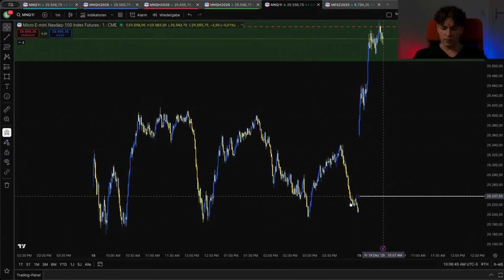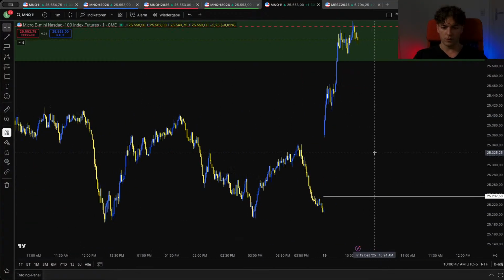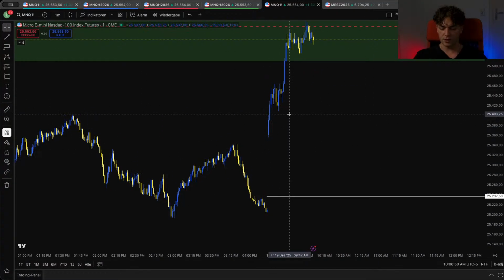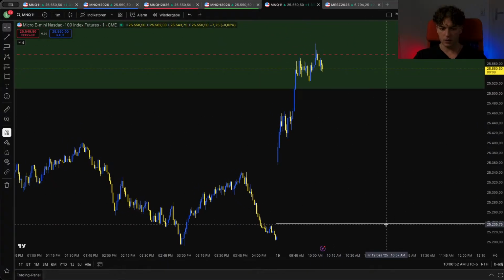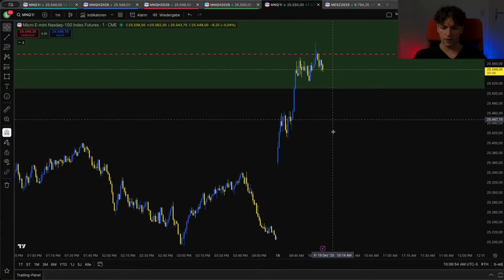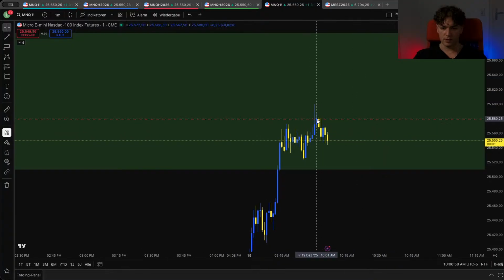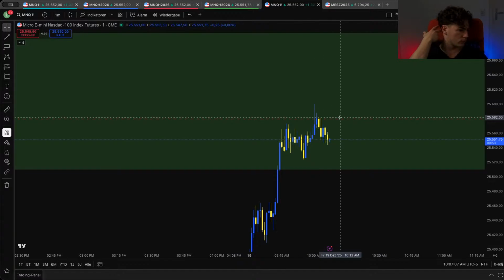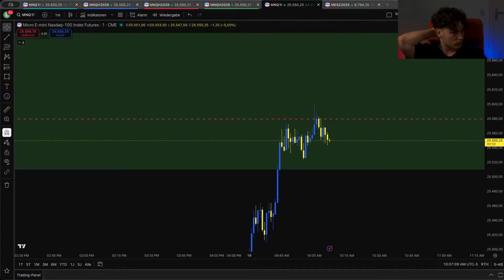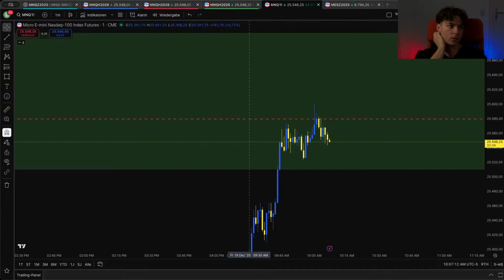Again, I repeat myself, but these lows look too obvious for me. We also still have this opening range gap, which is still unfilled. And yeah, as you see right now, we also respected this midpoint of the daily wick. So let's see.